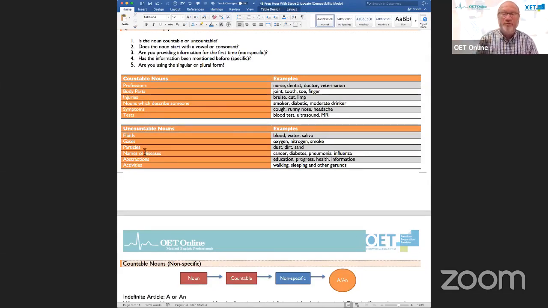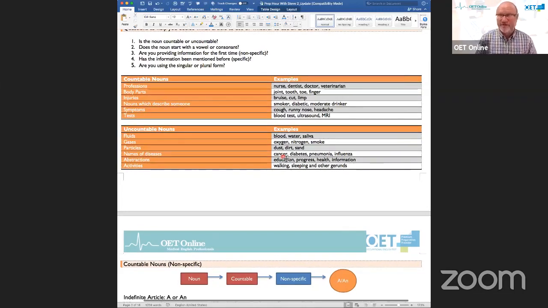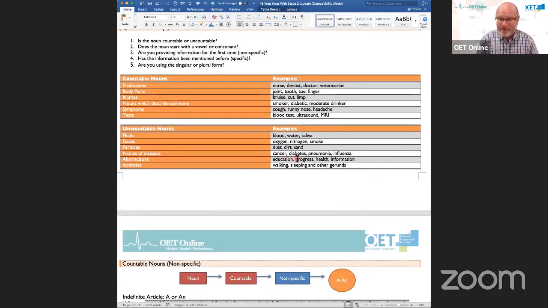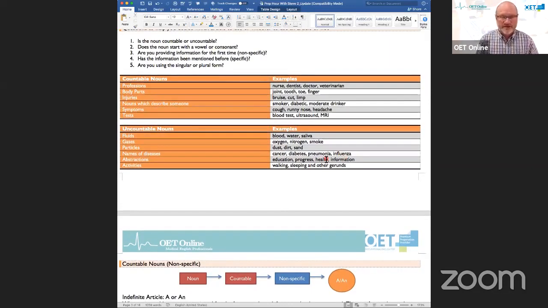Certain particles, things which are really small: dust, dirt, sand. We can't say the patient had a sand in his wound. He had sand in his wound. Names of diseases. Cancer. We don't say he has a cancer or the cancer. It's an uncountable noun. Diabetes, pneumonia, influenza, all of these diseases or medical conditions don't require an article.